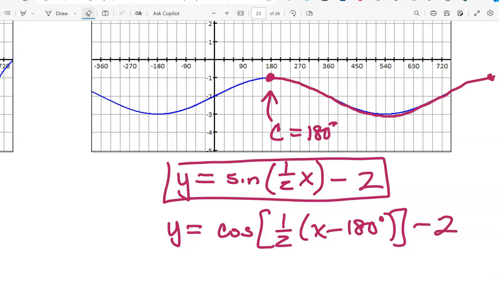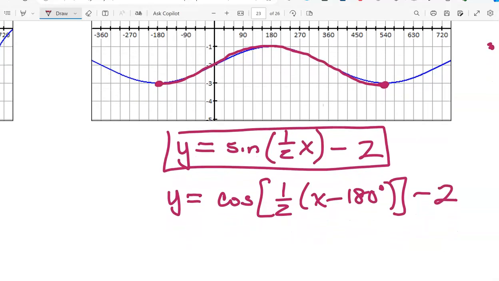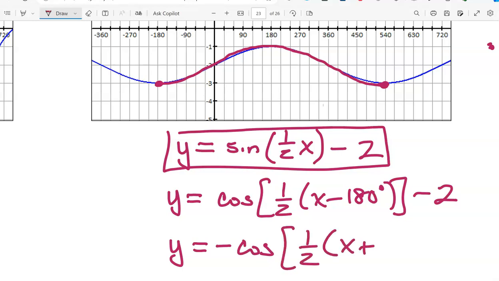Now, of course, if we choose a different starting point for our cosine function, we're going to have a different phase shift, and we then also have a different sign, that is positive or negative, on the a value. So rewritten another way, this would be y is equal to negative cosine of 1/2 times x plus 180 degrees minus 2.